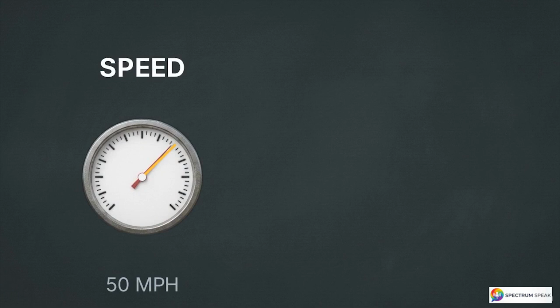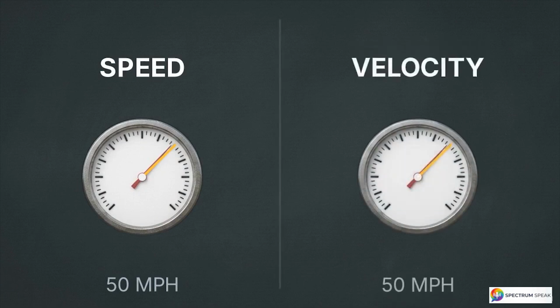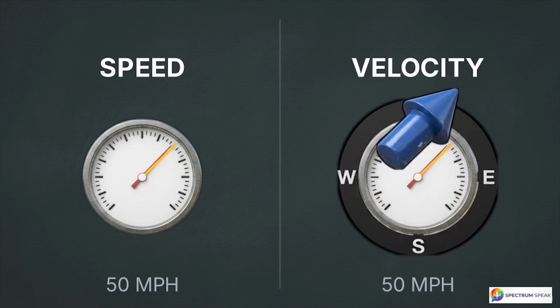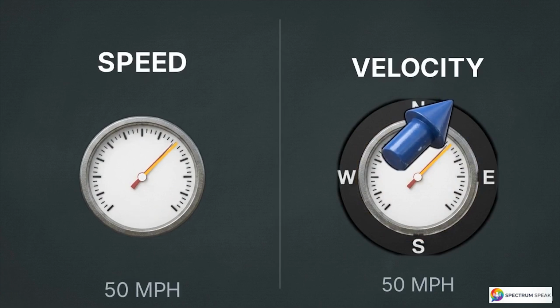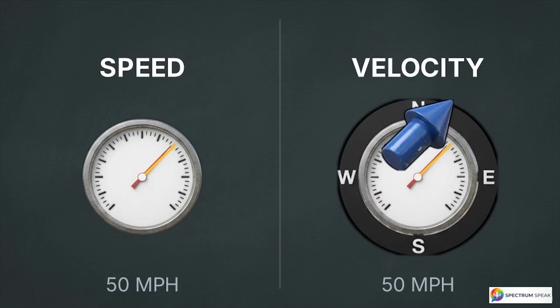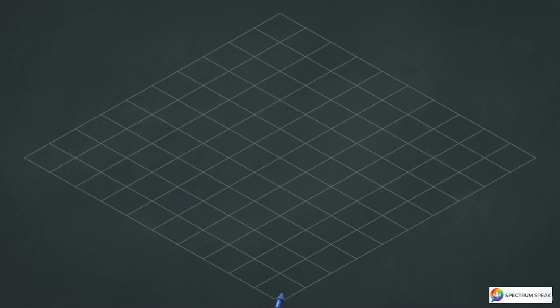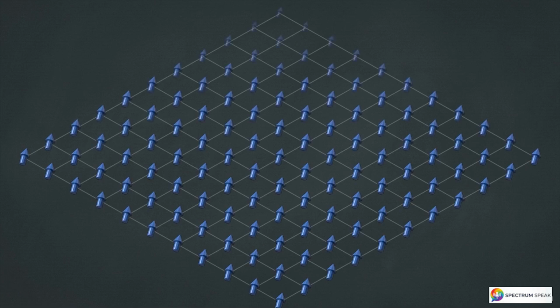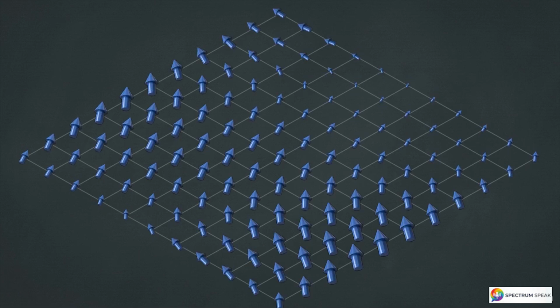But if you need to know where that amount is going, you need a vector. Compare that speedometer reading to velocity. A vector requires both a magnitude and a direction. So while our scalar was just 50 miles per hour, our vector is 50 miles per hour heading due north. When you take these individual quantities and map them systematically across an entire area, you get a field. A field is simply a mathematical function that specifies a particular quantity everywhere within a defined space.